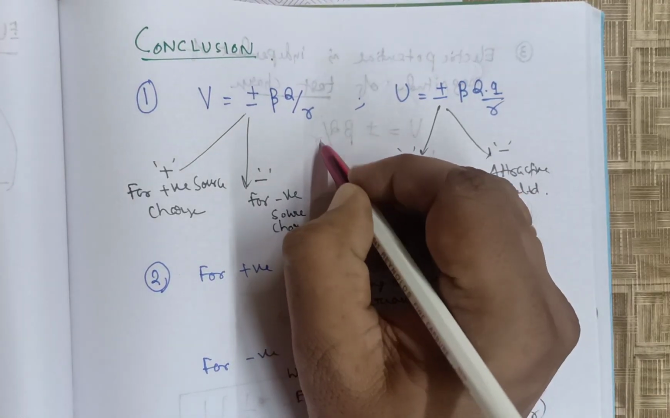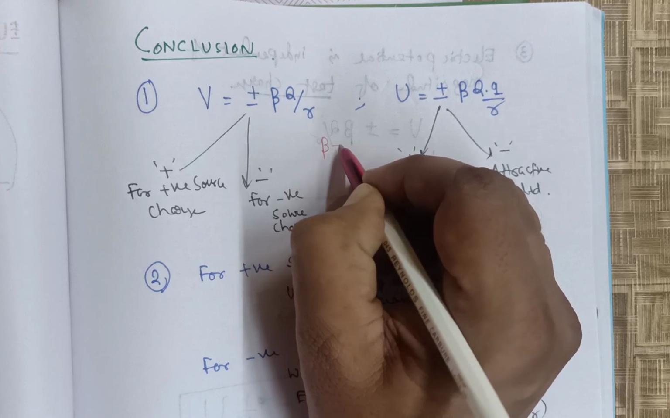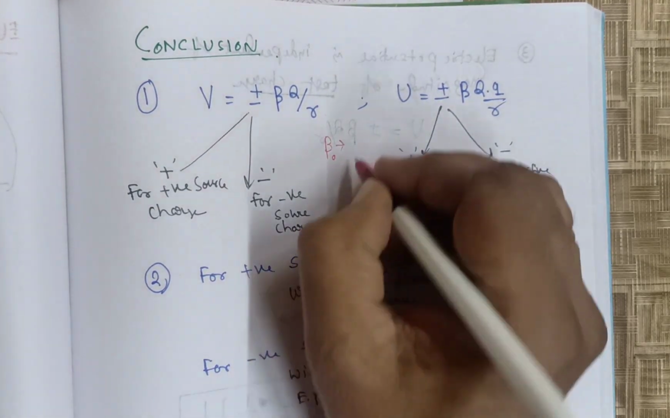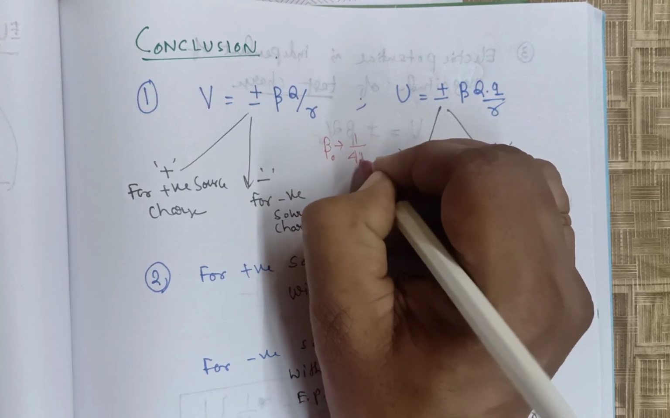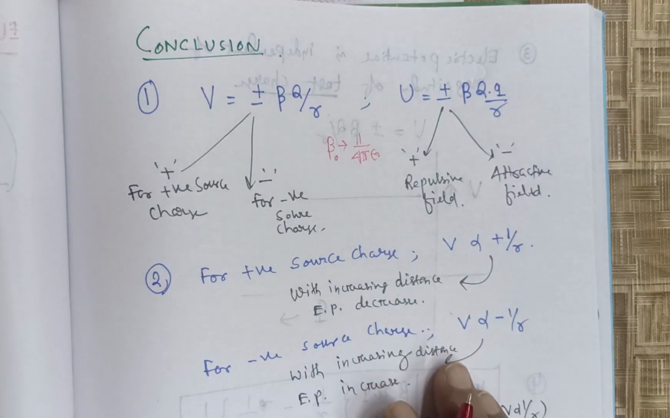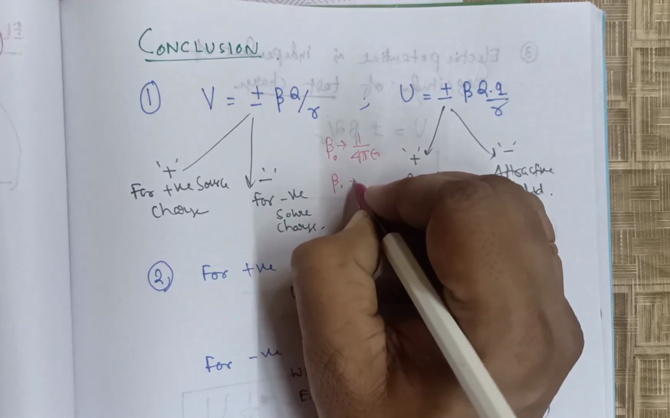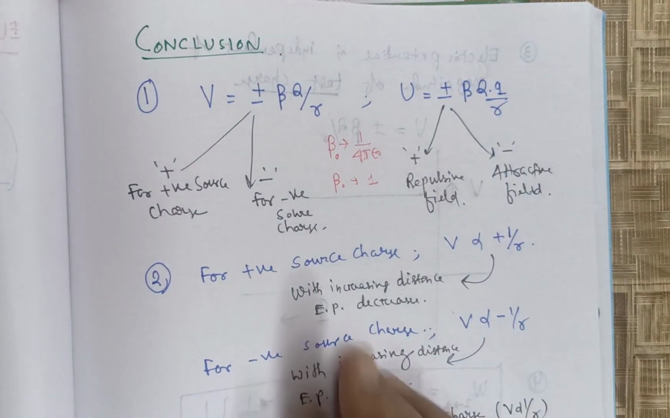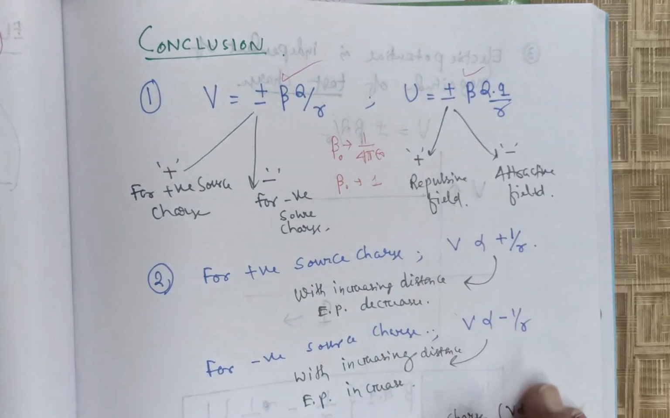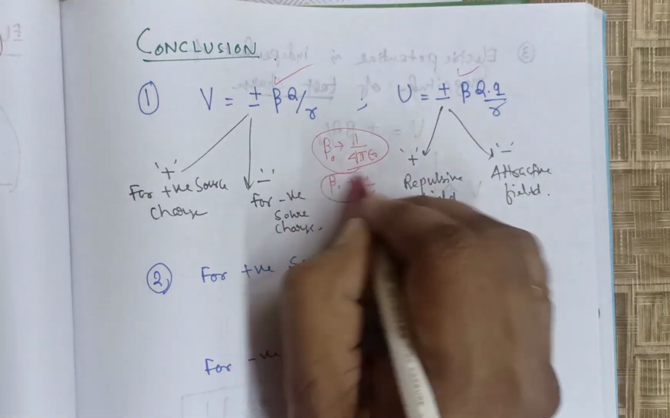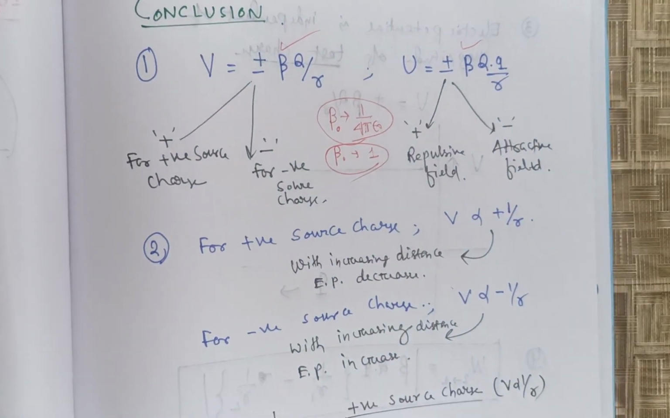Again, remember, for solving problems, beta in vacuum in the SI system is represented by 1 by 4 pi epsilon 0. In the CGS system, beta in vacuum will be 1. In the general formula, we have written beta here. For the SI system, you will put 1 by 4 pi epsilon 0. For CGS units, you will put 1.